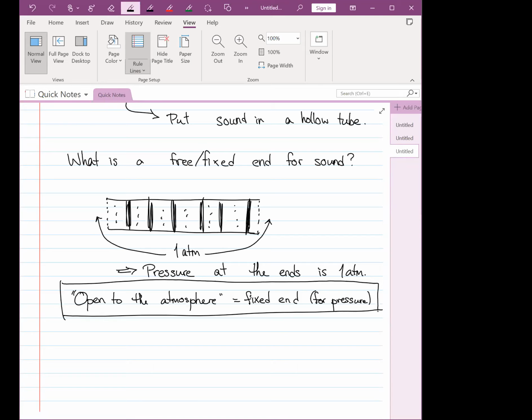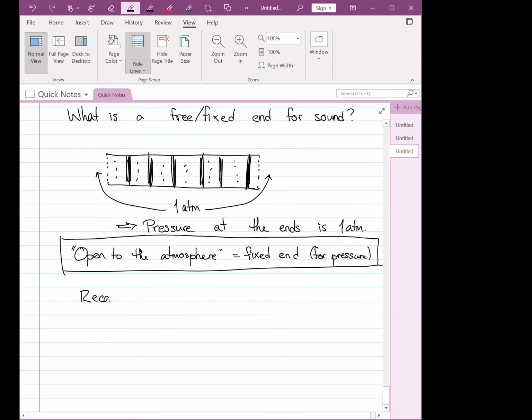Now, just as a reminder, the pressure wave leads the displacement wave, by pi over 2, by 1/4 of a period. So what that means is that open to the atmosphere is actually a free end if you consider the wave to be a displacement wave.